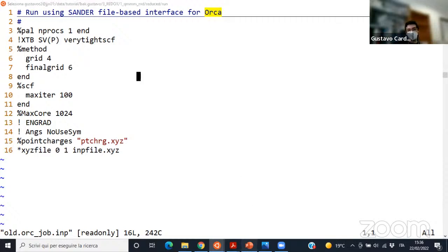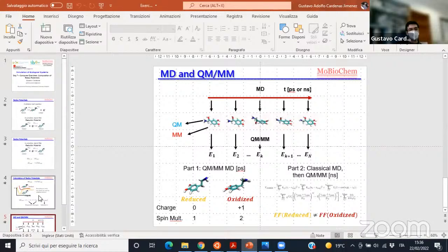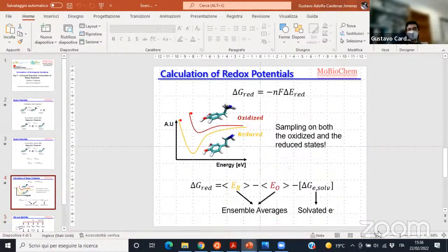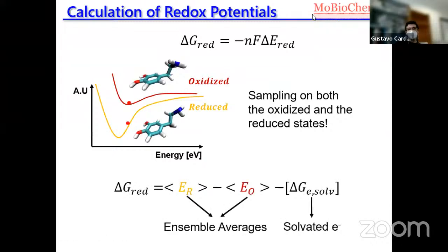Now, I guess I'm going to put the slides here, this guy here. Let's skip the animations. So we are performing one molecular dynamics simulation for this guy here, which is the reduced species, and the other one for the oxidized species. I'm sorry that this looked a little bit repetitive, but I think it is important to know what exactly you should do to compute this quantity here. And the reason is because the Gibbs free energy is going to be a difference between the averages of the energies of the two simulations.